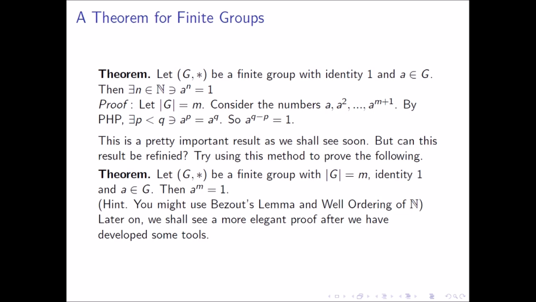So indeed, a power q minus p is equal to 1, and q minus p turns out to be a natural number, as p is less than q and both of them are integers. This is indeed a pretty important result, as we shall see soon. But can this result be refined?